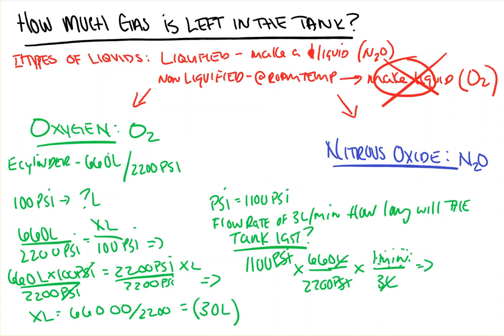Without doing all of the math here, I'm just going to tell you that the total at the end is 110 minutes, or just under 2 hours. So it's super easy to calculate how much oxygen you have left, and super easy to calculate how long it's going to run for. These are gimme points on tests, and I hope all this made sense.